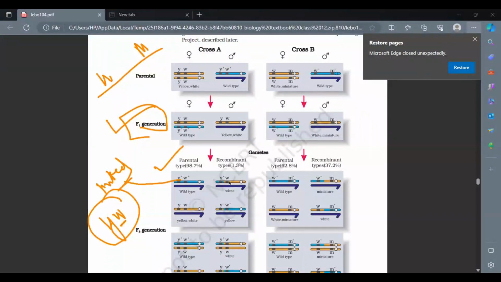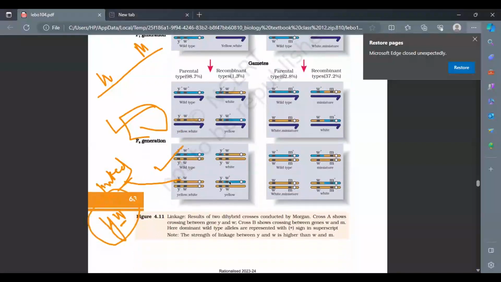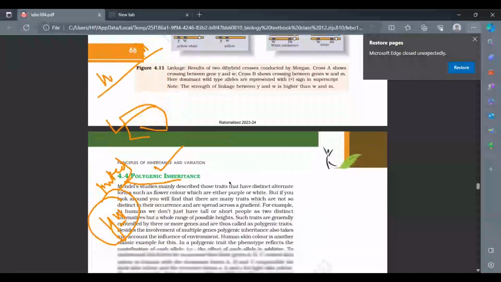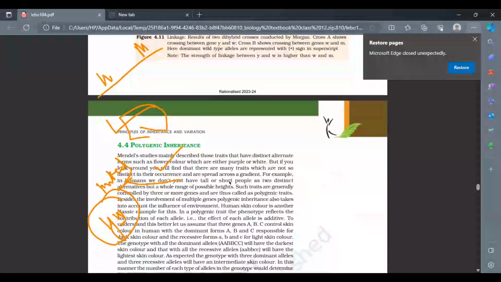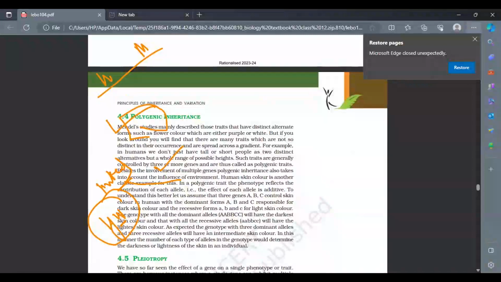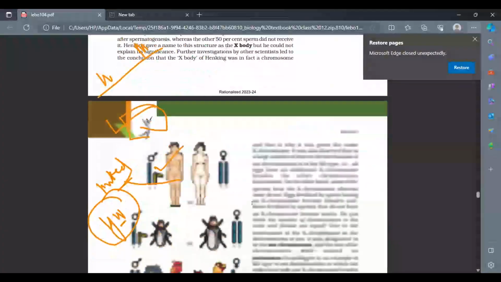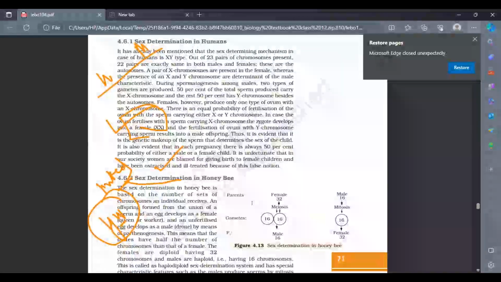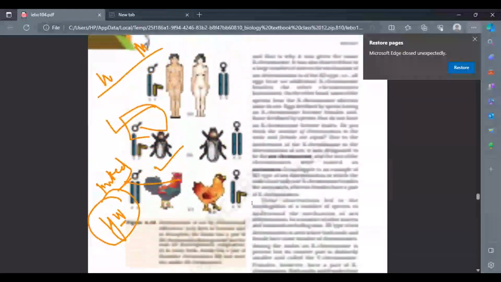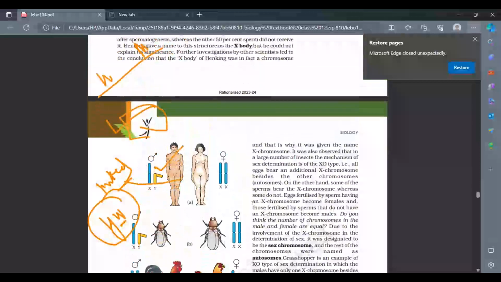The work of Morgan is important in terms of linkage. Linkage is also something that shows an anomaly, like codominance and incomplete dominance, to the work given by Mendel. It shows some kind of difference from the work given by Mendel. Okay, fine.